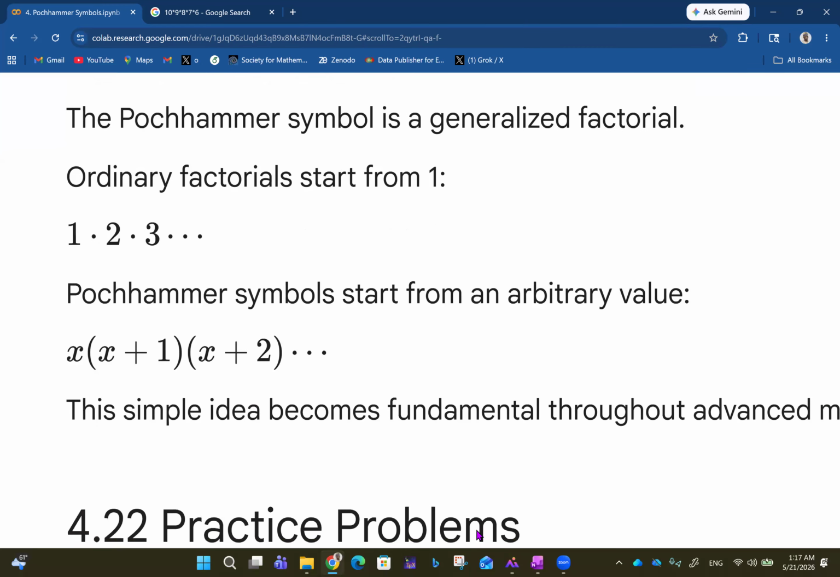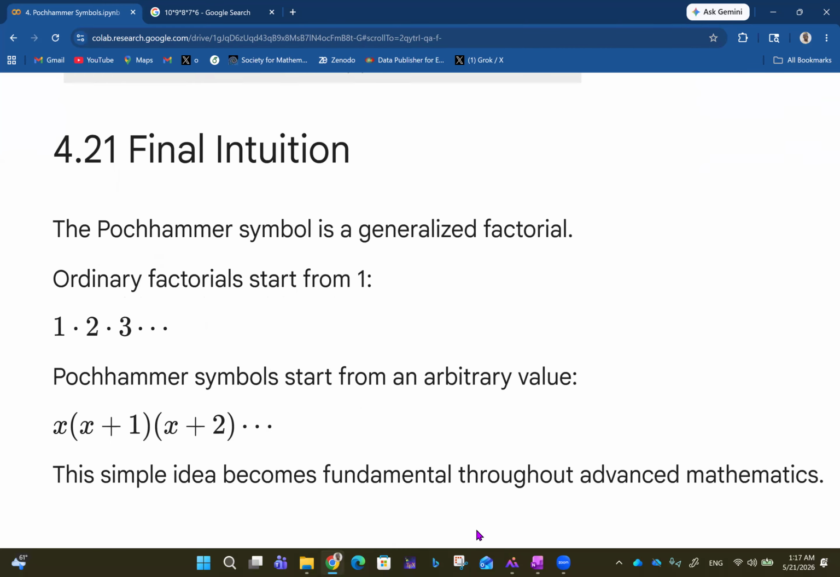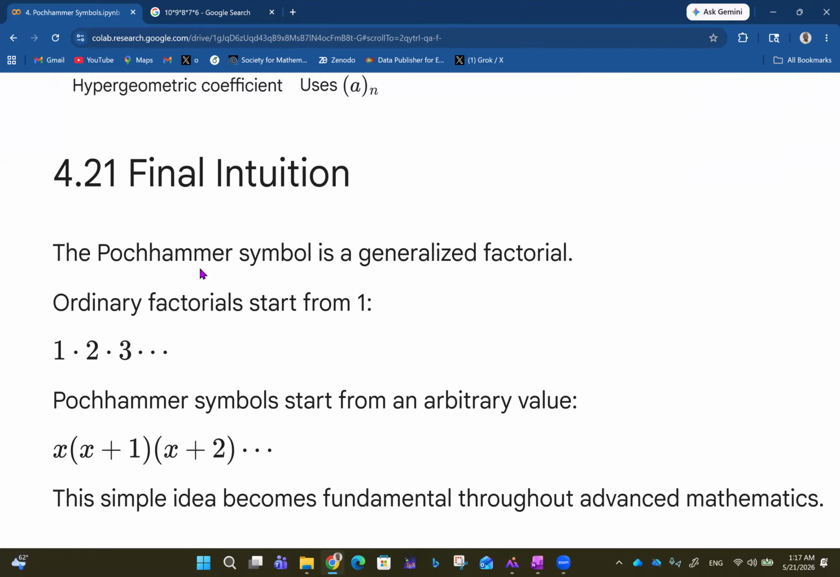The final intuition we want to get from all of this is that the Pochhammer symbol is a generalized factorial. The ordinary factorial starts from 1, 1, 2, 3, but the Pochhammer symbol starts from an arbitrary value that you start from. Okay, so this simple idea becomes fundamental throughout advanced mathematics.